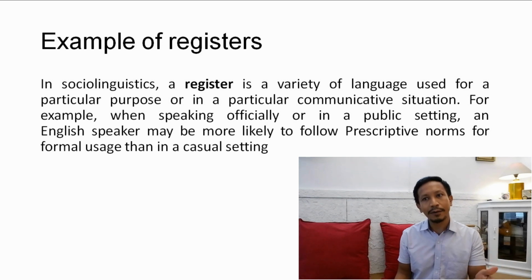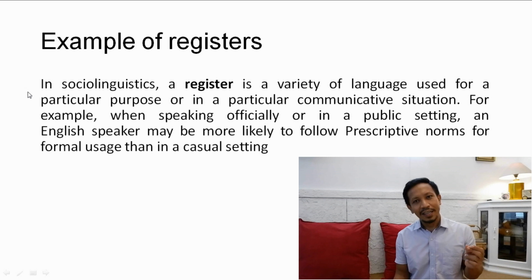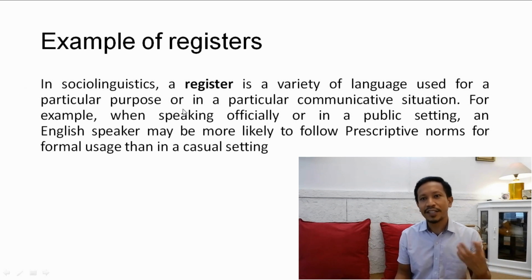Prescriptive grammar is associated with a fear of change and the degradation of language, while descriptive linguistics recognizes non-standardized varieties and observes how language changes, rather than preventing it from changing. Now, let's talk about register. Register is fascinating to understand and explore in sociolinguistics, of course. So, register in sociolinguistics is a variety of language used for a particular purpose in a particular communicative situation.